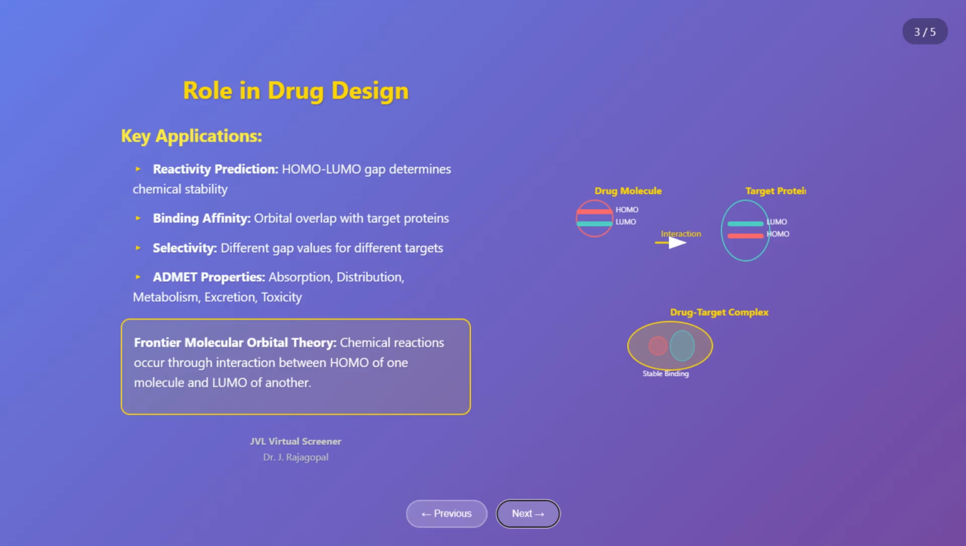Fourth, ADMET properties. ADMET stands for absorption, distribution, metabolism, excretion, and toxicity. HOMO LUMO values help predict all these properties. Here's the golden rule. Chemical reactions occur through interaction between HOMO of one molecule and LUMO of another. Please keep this in mind always.